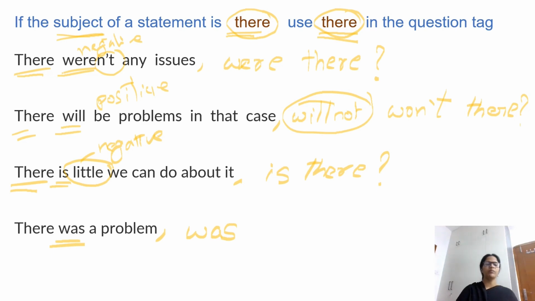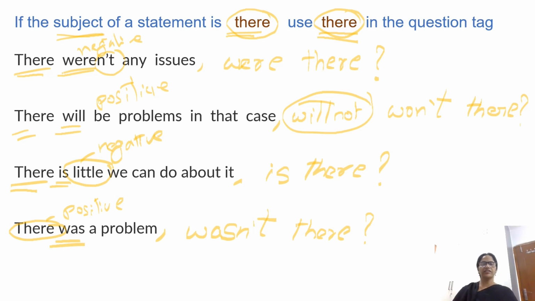There was a problem. Was is a helping verb. The statement is positive because we don't have any negative words in this sentence. So a positive statement takes a negative tag. Was not, and the contraction is wasn't. And there you have as a subject, so we have to use the same there. Wasn't there. Clear? Hope you understood this.